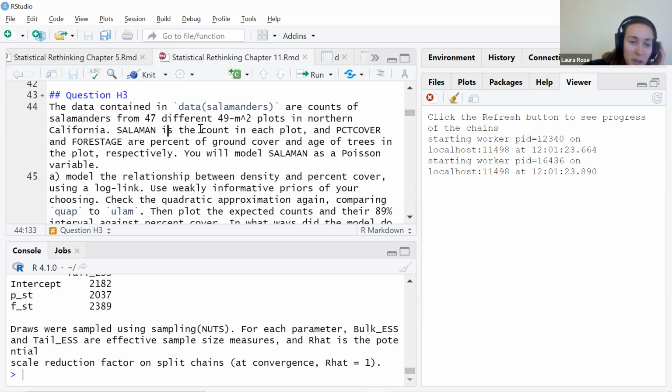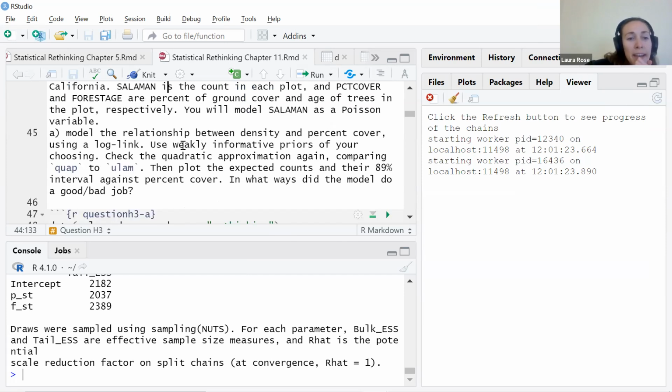Maybe he alludes to that in the question, but there's some salamander data. These are counts of salamanders from 47 different 49 meter square plots in Northern California. So this is the count in each plot, percent cover and forest age: percent of ground cover, which I think I know what that means, and the age of trees in the plot respectively. So we're going to model salamanders as a Poisson variable.